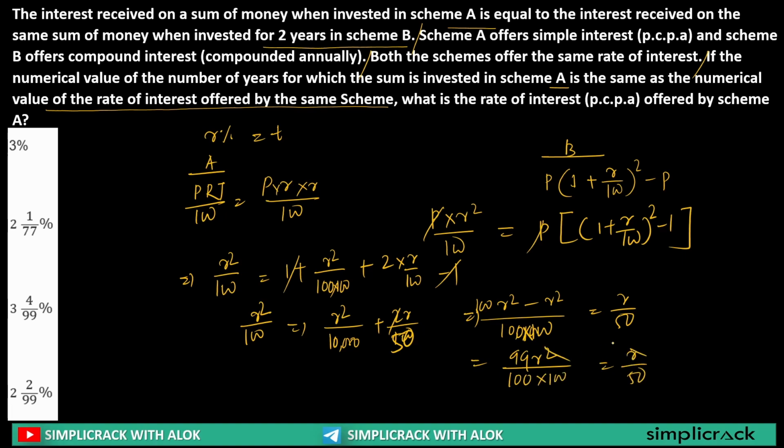R will cross, R will take out 1 R. 50 is 200. So, sir, R is equal to 200 by 99%. And this will be equal to 99 2s are 198, 2 by 99%. So this will be the answer.